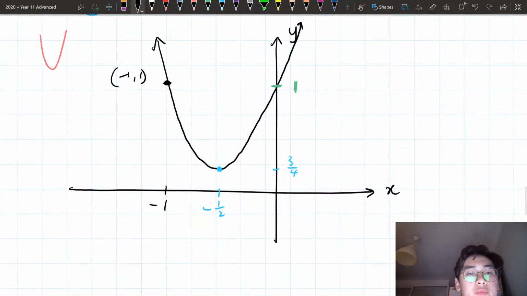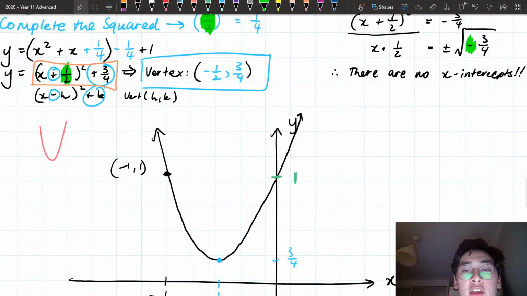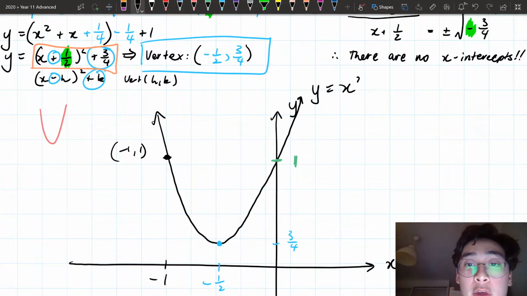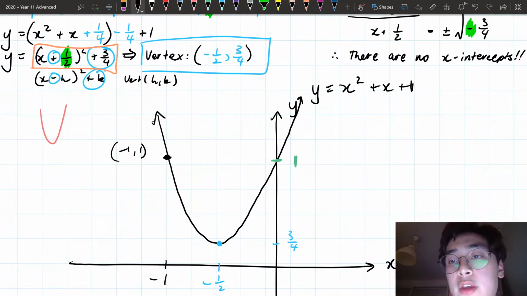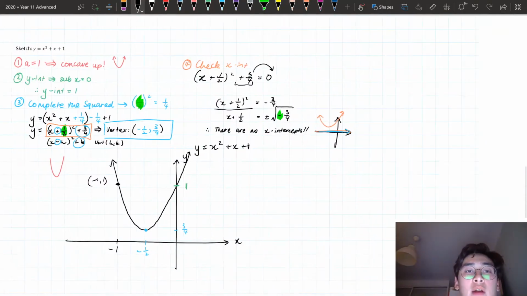Okay. So those are my key pieces of information. I'm going to label my parabola y is equal to x squared plus x plus 1. And there we have it. That's the parabola that we need to draw here.